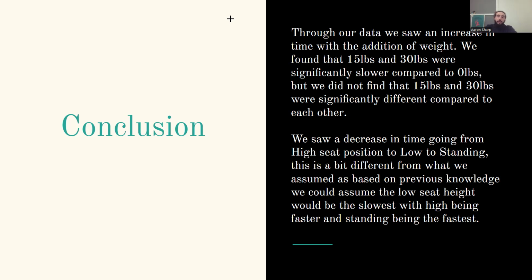And so, from that, we see that adding weight is statistically significant and will slow down your acceleration up a hill. And additionally, going from seated to standing is also an additional jump up in speed.